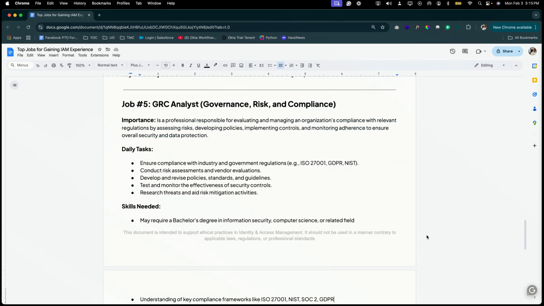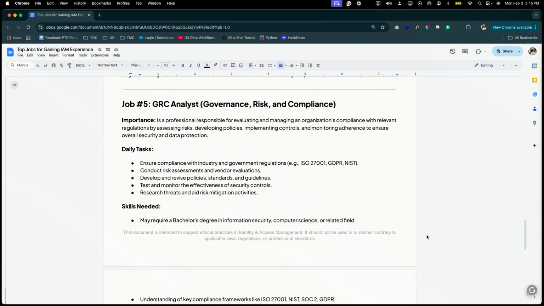Job number five is the GRC analyst, which is the governance, risk, and compliance analyst. And these professionals are responsible for evaluating and managing an organization's compliance with relevant regulations by assessing risk, developing policies, implementing controls, and monitoring adherence to ensure overall security and data protection.